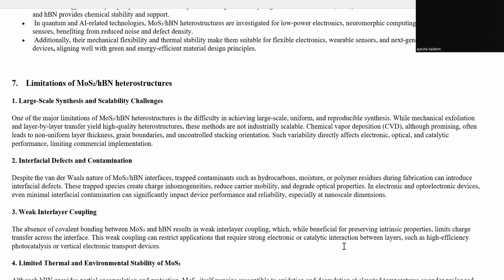The second one is the interfacial defects and contamination. Despite the van der Waals nature of molybdenum disulfide and hexagonal boron nitride interfaces, trapped contaminants such as hydrocarbons, moisture, or polymer residues during fabrication can introduce interfacial defects. These trapped species create charge inhomogeneities, reduce carrier mobility, and degrade optical properties. In electronic and optoelectronic devices, even minimal interfacial contamination can significantly impact device performance and reliability, especially at nanoscale dimensions.